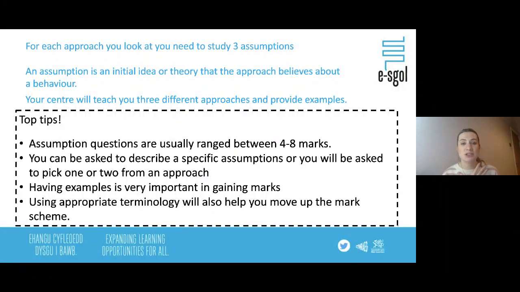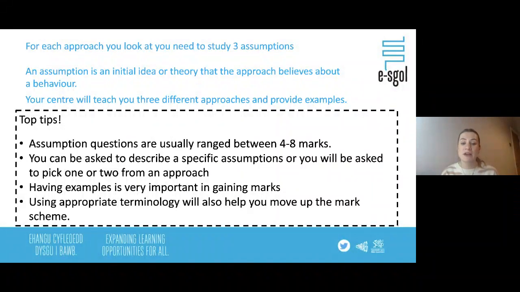I have lots of students that try and get away with it by only revising 2 assumptions, and I always tell them, no, you have to revise all 3, because you never know what type of question you're going to get. And it does change every year. So that's a really important top tip to remind yourself that you definitely need to revise all 3.